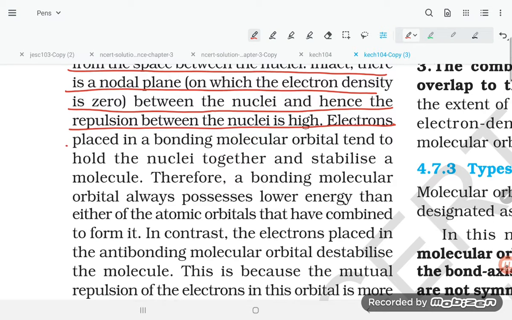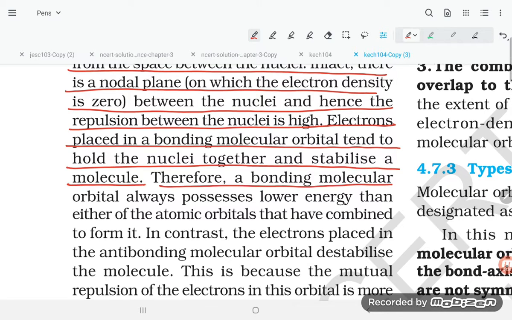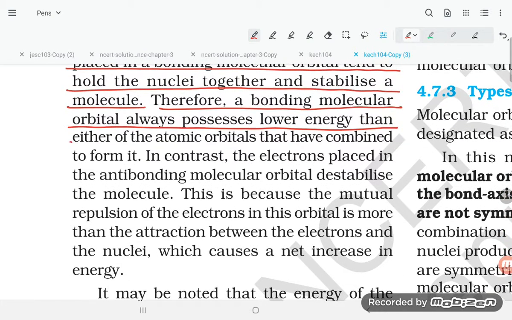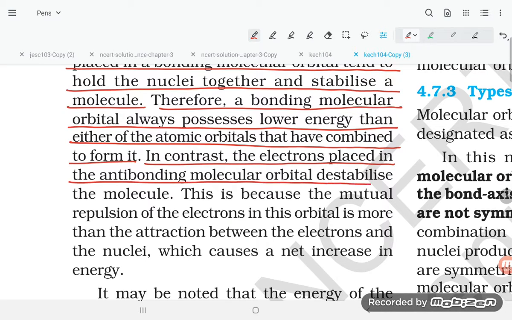Electrons placed in the bonding molecular orbital tend to hold the nuclei together and stabilize the molecule. Therefore, a bonding molecular orbital always possesses a lower energy than the atomic orbitals that have combined to form it. In contrast, electrons placed in the anti-bonding molecular orbital destabilize the molecule.